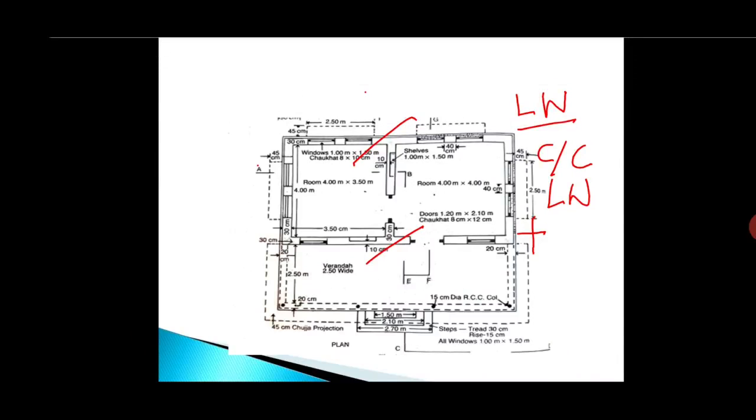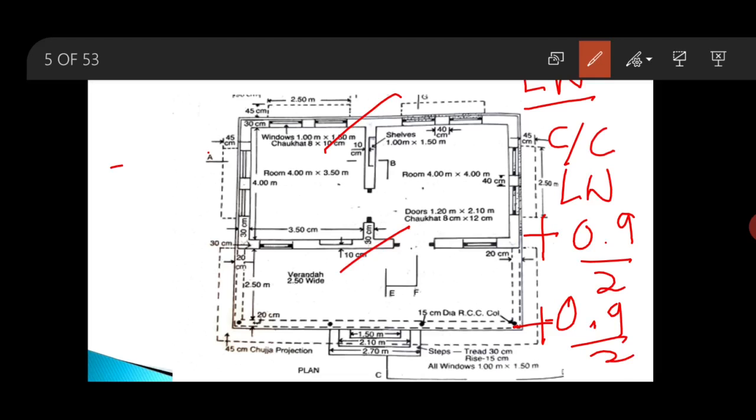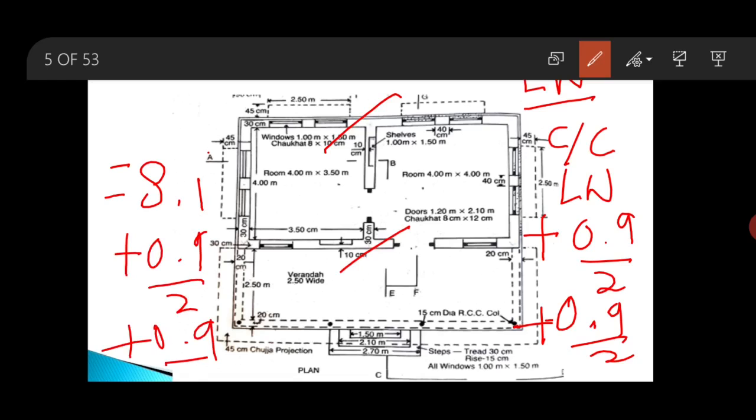Therefore, with center to center length of long wall, we will add half of the width, 0.9 by 2, on both sides. So center to center length of long wall is 8.1 plus 0.9 by 2 plus 0.9 by 2. Clear? So this will be equal to 9 meter. So this is the length of the excavation along long wall.